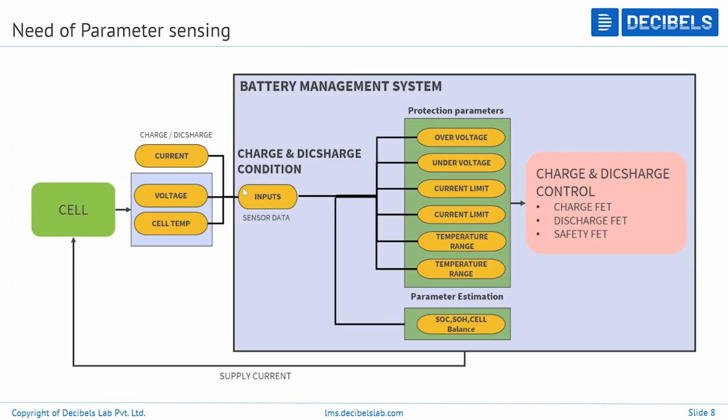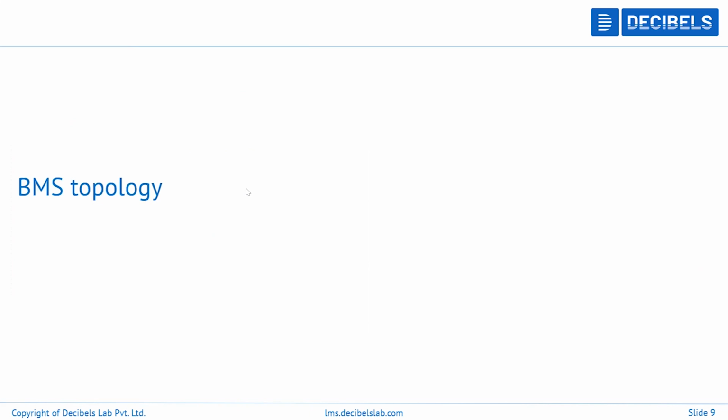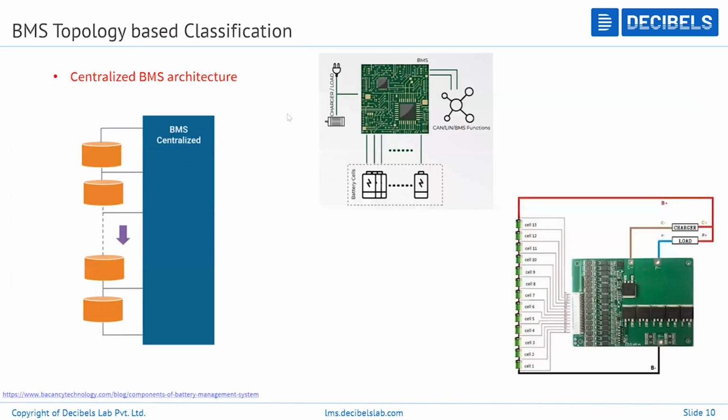Okay, this is about the sensing part. Now I'll discuss the topology. When we talk about BMS topology, we divide BMS into different architectures. One, I mentioned, is the centralized BMS architecture. There are modular and single cell, where even an individual cell has a BMS. We'll discuss that later.